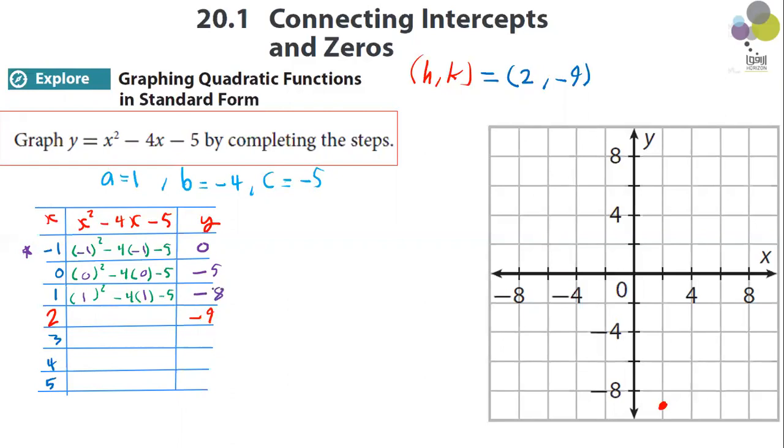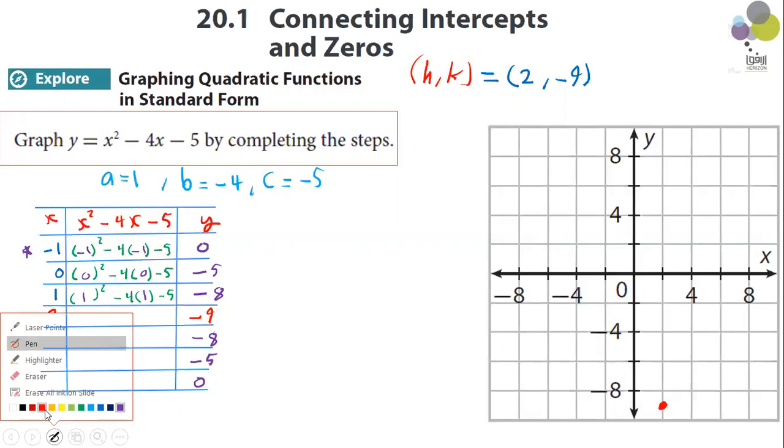Okay, these values will repeat here. Why? Because a parabola is symmetric. So -8, it will be -8 here. -5, it will be -5 here. 0, it will be 0. Okay. After that, we will plot the points on the grid.